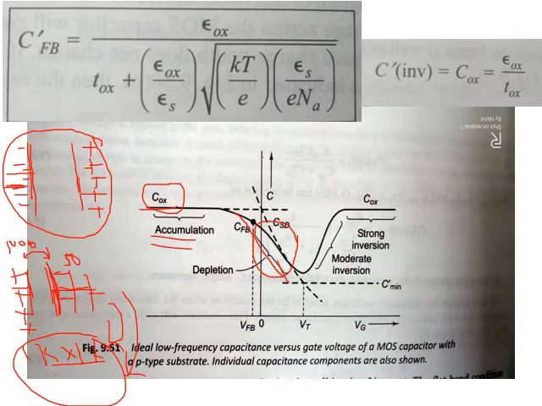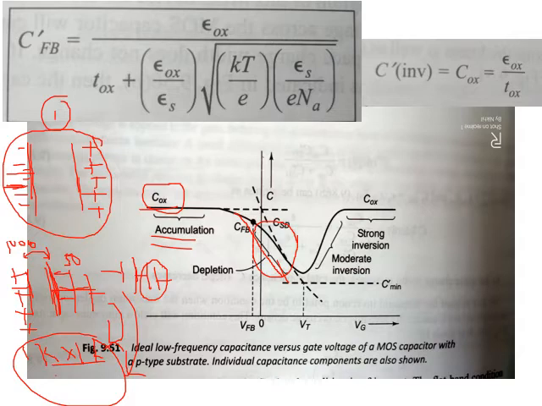And why is that formula coming? Because the capacitances are connected in series. Why are they connected in series? Because there is a depletion region, hence one more capacitance comes into the picture. But in the first case, there was no extra capacitance, only one capacitance, right?